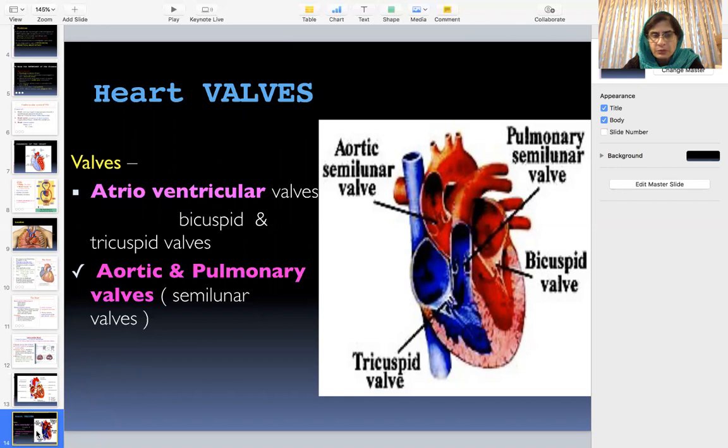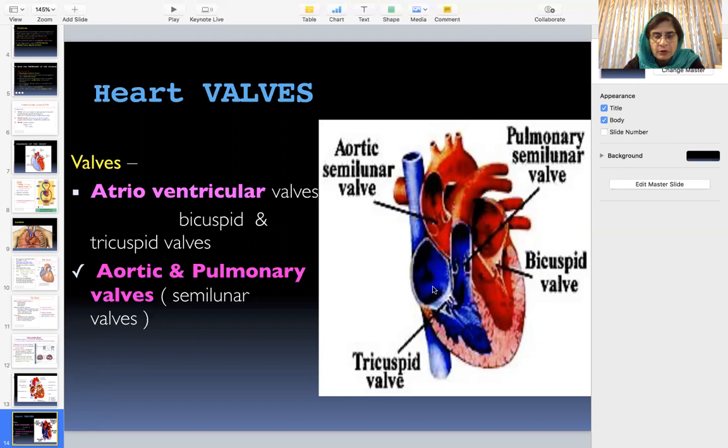Now, the one present on the left side between the left atrium and the left ventricle is called the bicuspid valve. Why is it called the bicuspid valve? Because it has two cusps. If you see the cut section, we have one cusp and two cusps. That is why it is called the bicuspid valve, or it is also called the mitral valve.